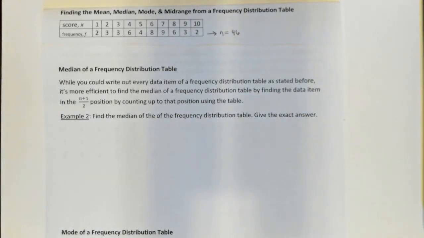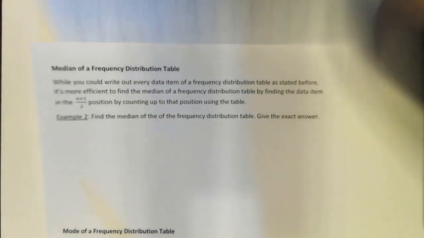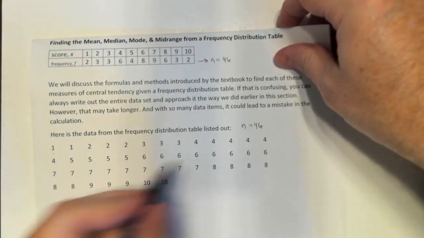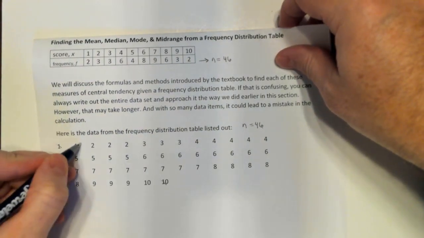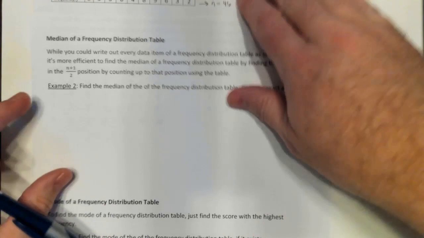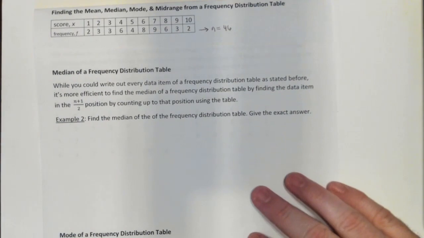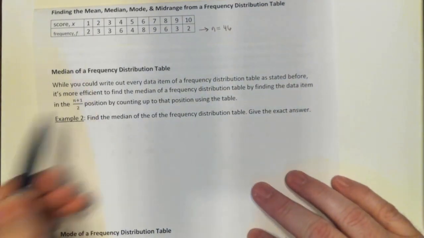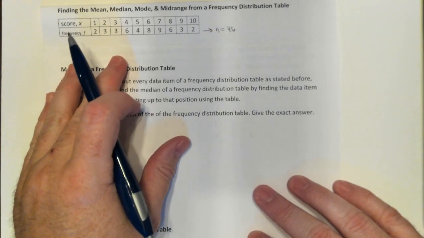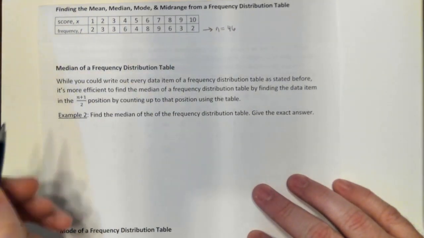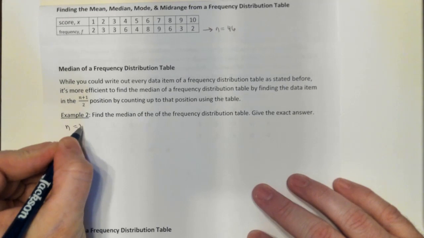In this case, we probably don't really want to write out the entire data set. Again, if you want to write out the data set, you could. If you did that, you could play that game where you cross out pairs. But if you missed a number, or you go too fast, you might miss something. But if you want to check your work that way, you certainly could. So I'm going to do the n plus 1 position. I'm going to use that method for this because there's so many. All right, well, we know that n is 46.